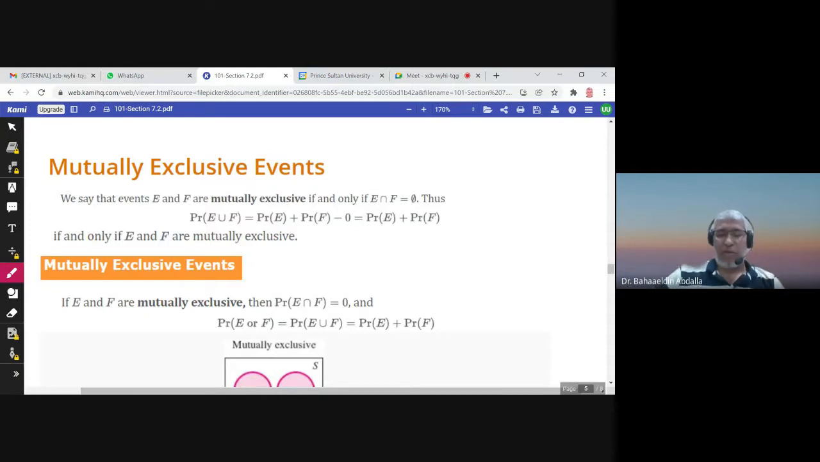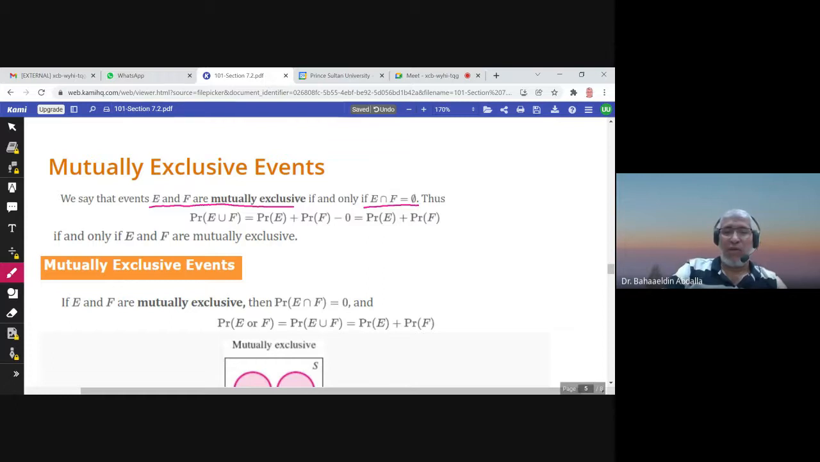This is the continuation of section 7.2 about intersection and union of events. In this lecture, we will talk about mutually exclusive events. So, what is the meaning of mutually exclusive? Well, E and F are mutually exclusive if their intersection is phi. So, there is no intersection between E and F.